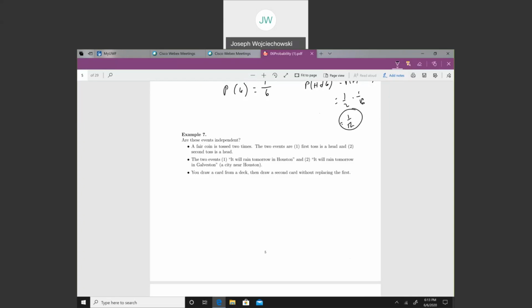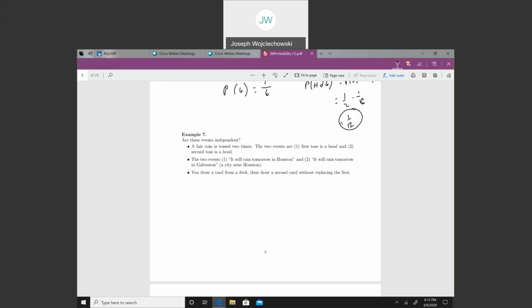You draw a card from a deck, then draw a second card without replacing the first. So, the first card from the deck, let's just say probability of getting a king. So for the first card, the probability would be 1/52 to get a king. That's the probability of getting a king, 1/52. Or 4/52, sorry, because there's 4 kings in the deck.